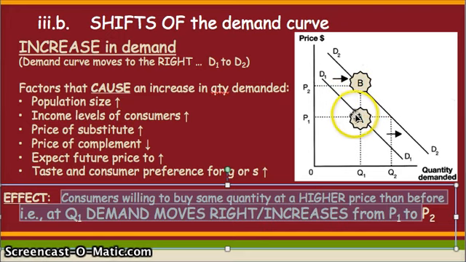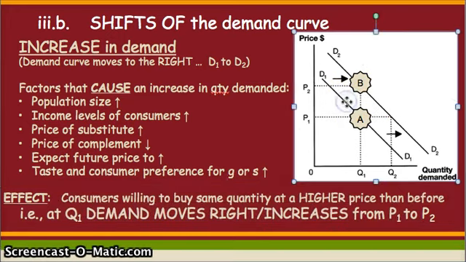The price of the substitute has gone up. So consumers are now demanding more of this particular item. So demand curve shifts to the right. Demand has increased. The price of the complement has come down. So people are more willing to buy the original.